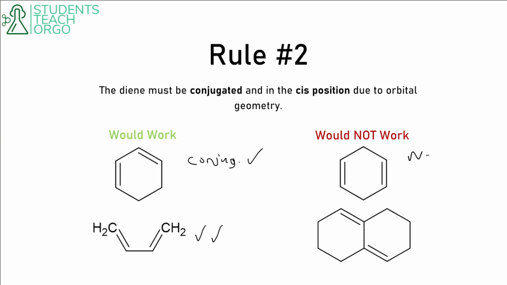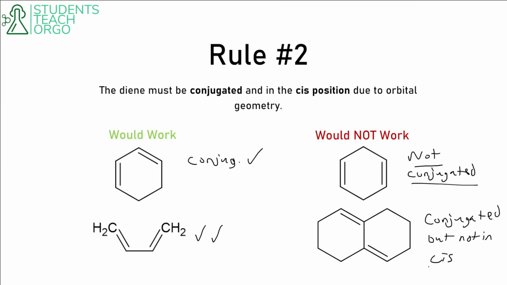So this is not conjugated, and because of that, it would not work. It's also not in the cis position, but obviously that's because it's not conjugated. This, even though this is conjugated, it's not in the cis position, right? So because of that, there's no way for this Diels Alder reaction to take place because this molecule cannot twist into itself into this type of position. It's simply locked, and thus it would not work in Diels Alder.